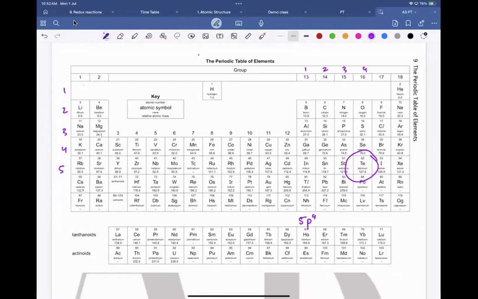Okay. See, for example, barium. These two are S block, right? So this is going to be 6s2. Like chlorine, so 3p5. Is it understandable? Yes, sir.